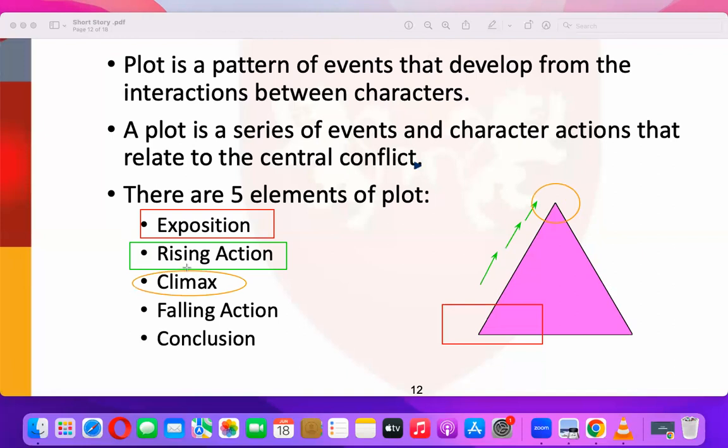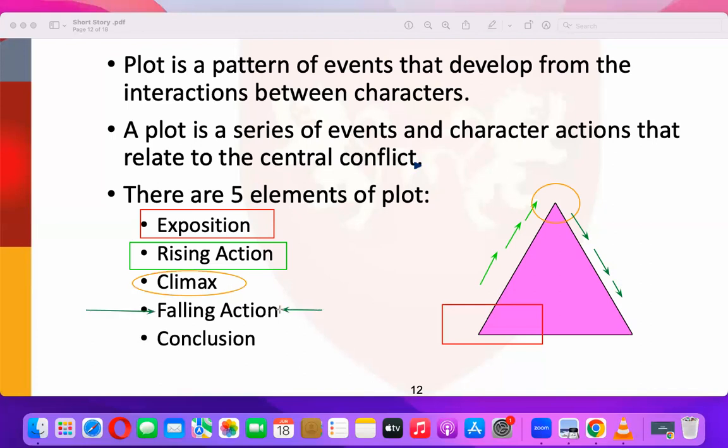After climax we have falling actions. بعد الكلايماكس بيكون عندنا الأحداث بتنزل. Okay. بسرعة. We're going down. الأحداث بتصير عادية أو we find the solution of the problem in falling action.